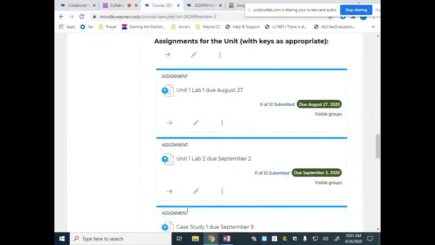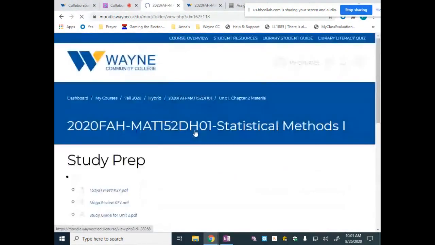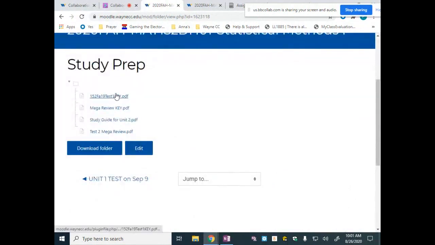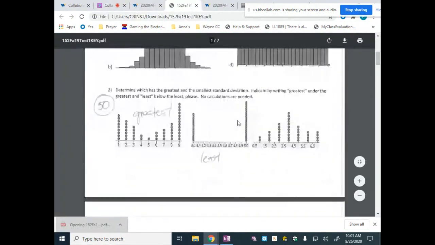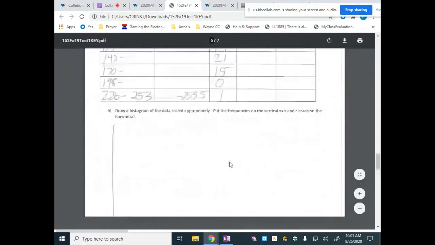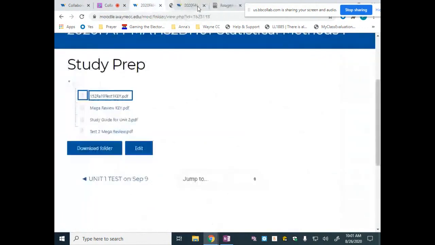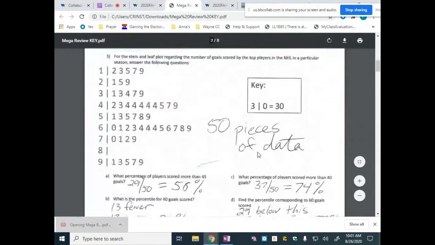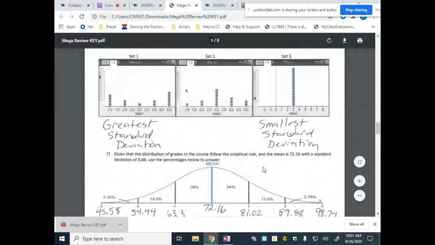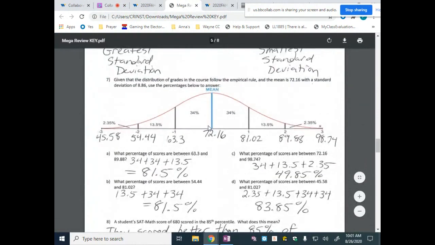Oh, yeah, this is what I wanted to point out here. When you go to the Moodle page, under assignments, you'll see all these assignments. Under Unit 1 test, I've put in study prep. What I've put in here is a couple of old test keys. When you look at that, these are the types of questions that I'm going to be asking you. Word to the wise, study them. By the way, when you do take your test, this is another key, another review. Like this problem here, this deals with the empirical rule.